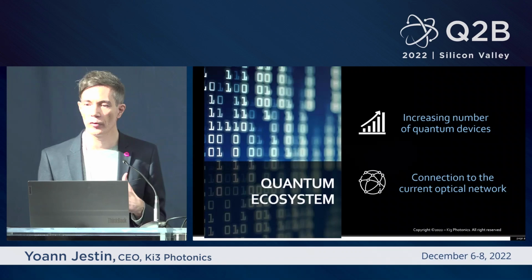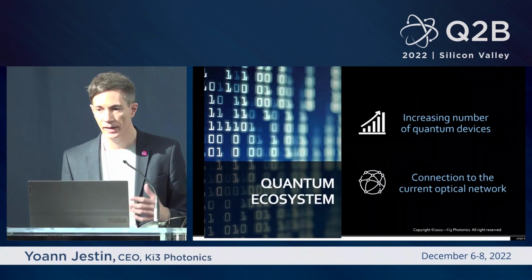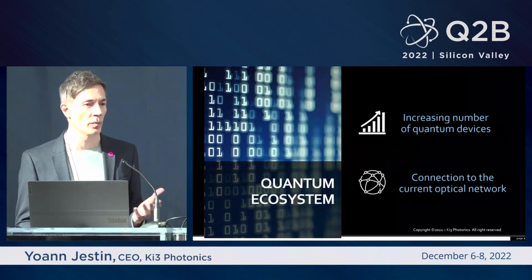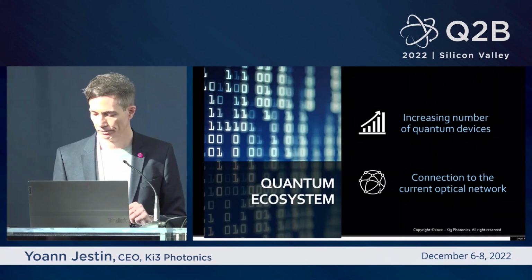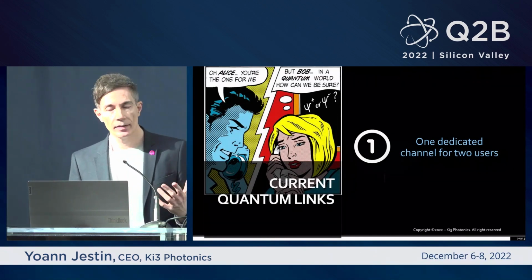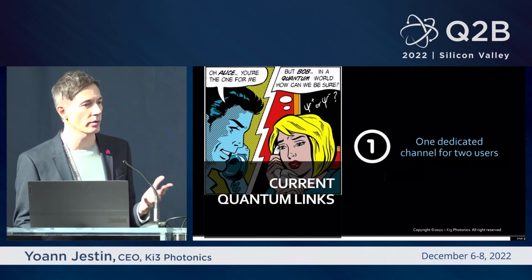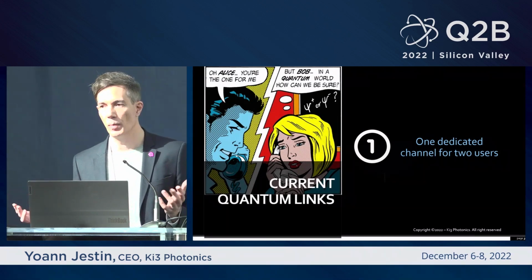Ideally, they will do so through the current optical fiber network we are using every day to communicate, in order to form a quantum-enabled internet. Unfortunately, to date, most of the existing quantum links are restricted to two users, usually called Alice and Bob.